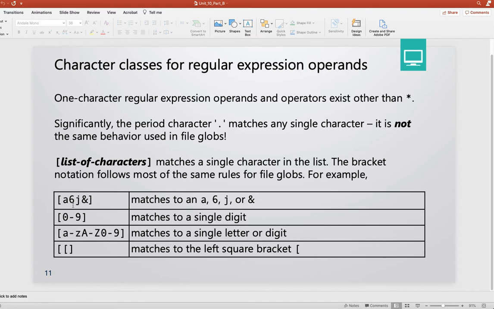For example, in the first example, this square bracket encloses the A6J and will match to an A6J or and. Okay.